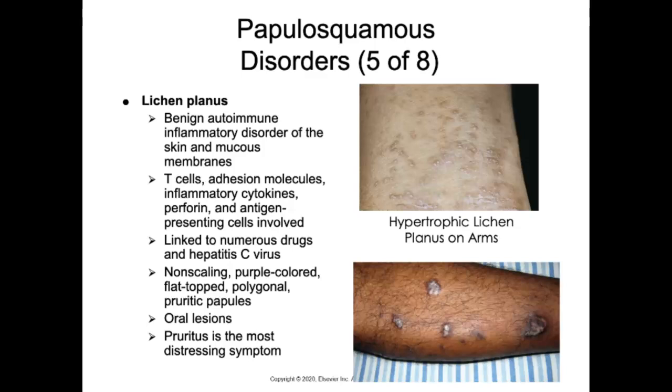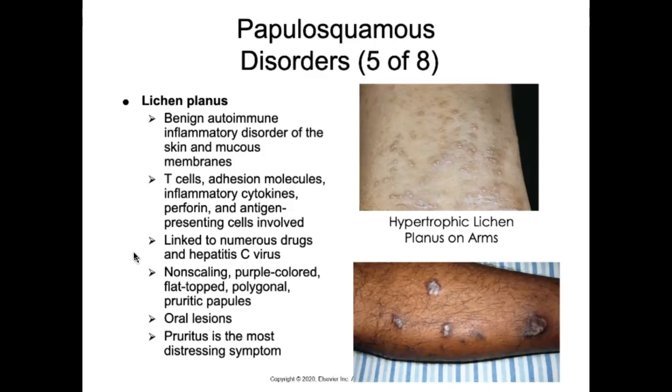Our next condition is lichen planus, and this is a benign autoimmune inflammatory disorder of our skin and mucous membranes. The cells that are involved in this are our T cells, and then we also have our adhesion molecules, inflammatory cytokines, perforins, and the antigen presenting cells. So like your macrophages, your dendritic cells, and sometimes B cells. Unfortunately, we don't know the cause of this disorder, but it is linked to several drugs and hepatitis C virus.